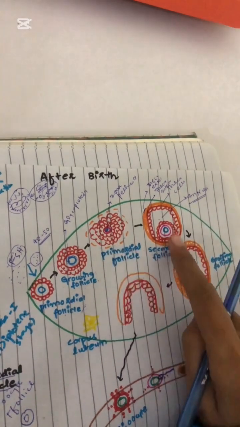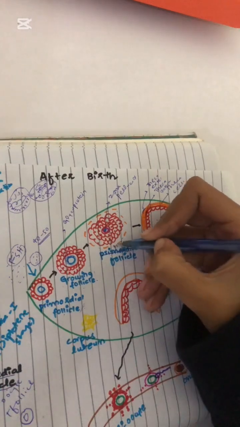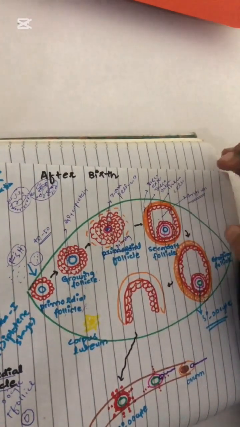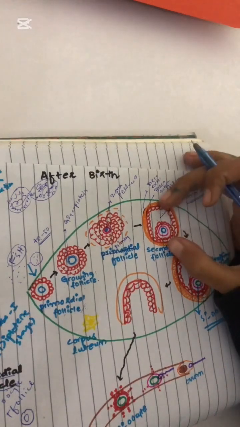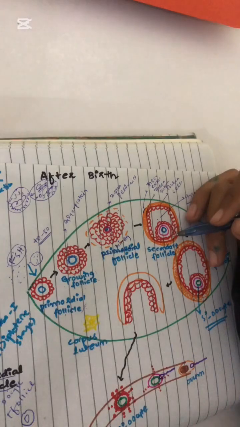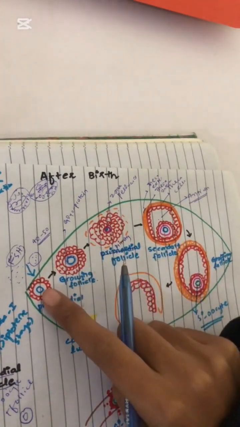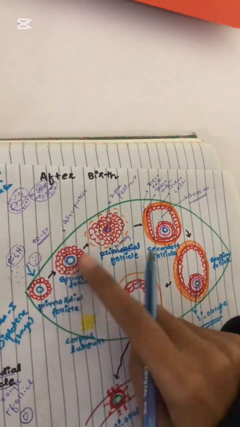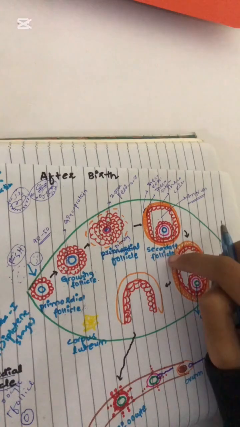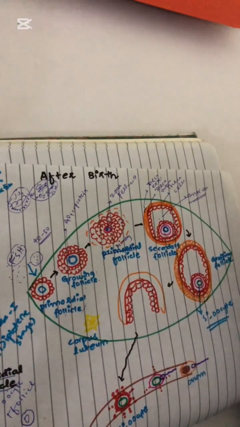Primary follicle further divides and a fluid filled cavity forms between the follicular cells, and an outer layer of theca cells forms. This is called secondary follicle. Now remember, in all these layers, the inner cell, the egg cell, is always primary oocyte. Now when secondary follicle forms, the oocyte begins its meiosis 1.